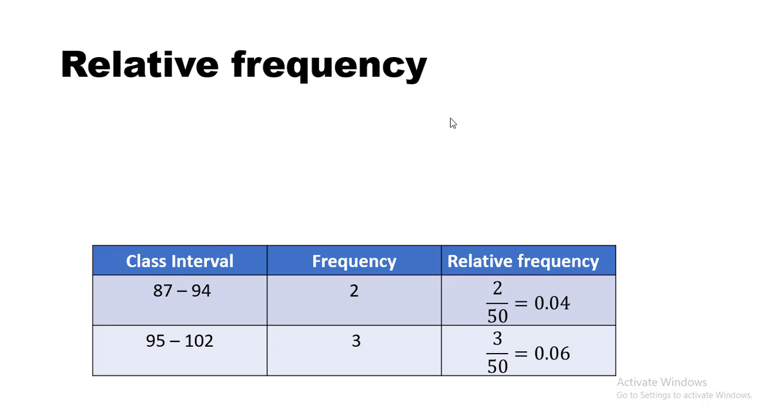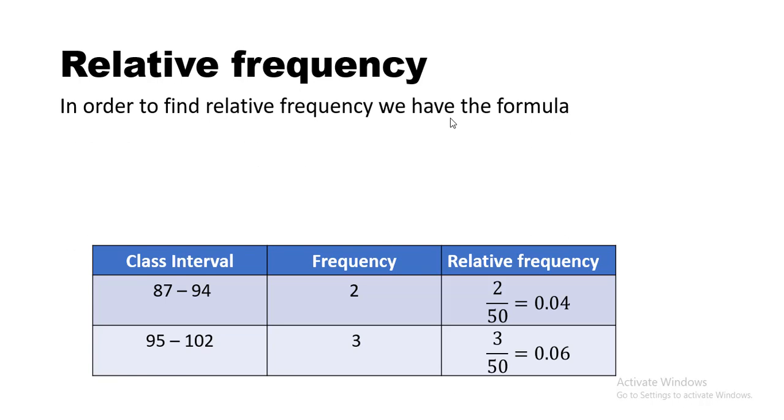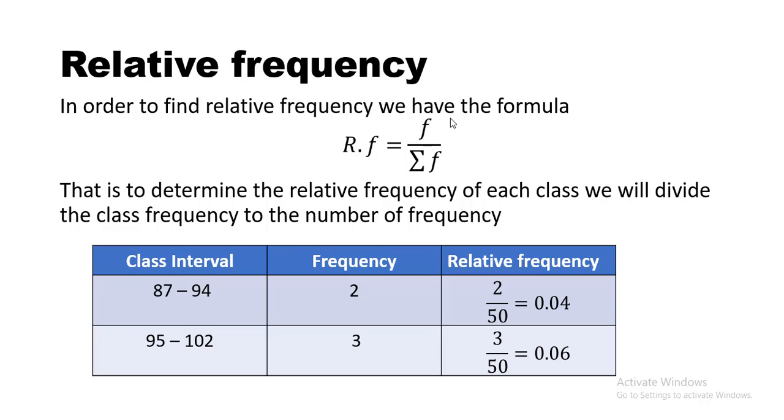Alright, the next topic is relative frequency. In order to find relative frequency, we have the formula: RF equals F divided by summation of F. It is done for each and every class. To determine the relative frequency of each class, we divide the class frequency by the total number of frequencies.